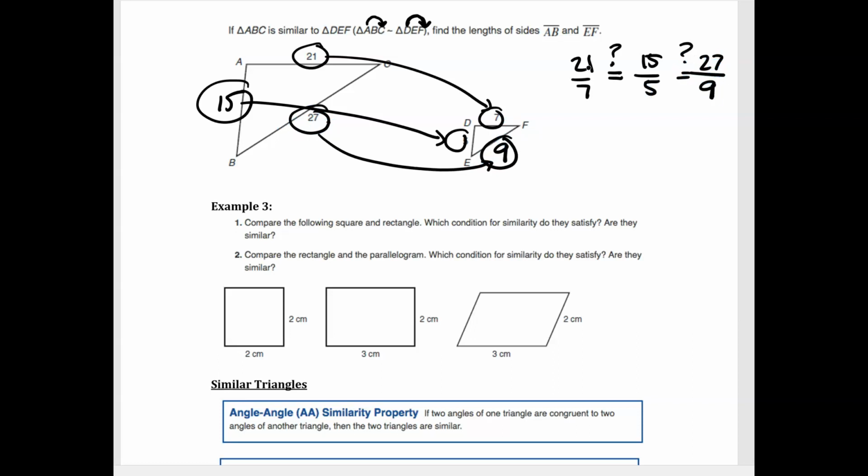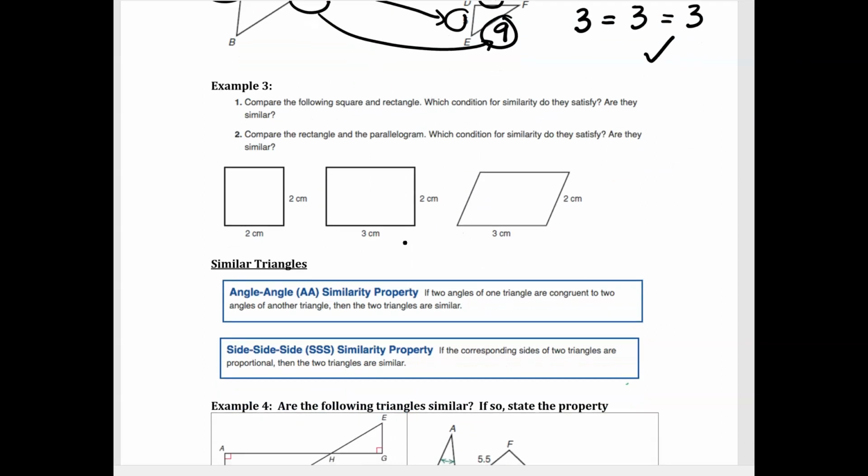Okay. 21 divided by 7 is 3, 15 divided by 5 is 3, and 27 divided by 9 is 3. So that checks out. That tells us we did the same thing. So there should be the same relationship. So we can say that there's a scale factor of either 3 or 1/3 depending on which way we're going. Okay, so let's look at example 3.